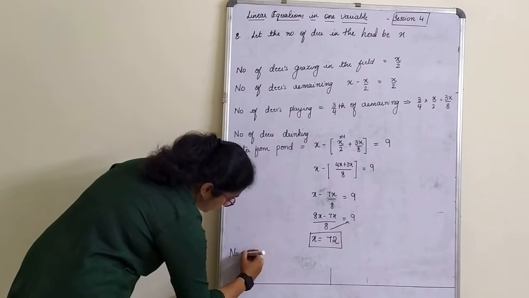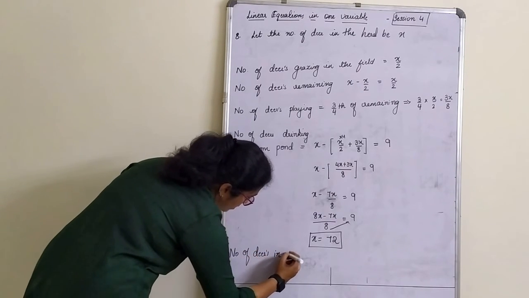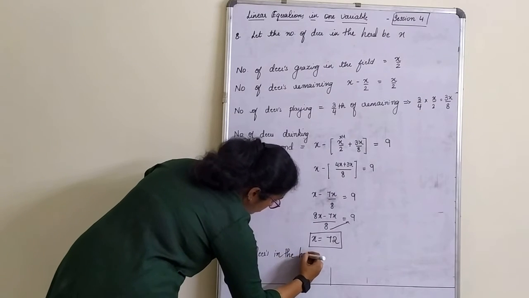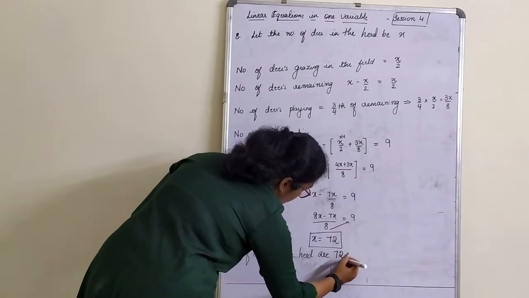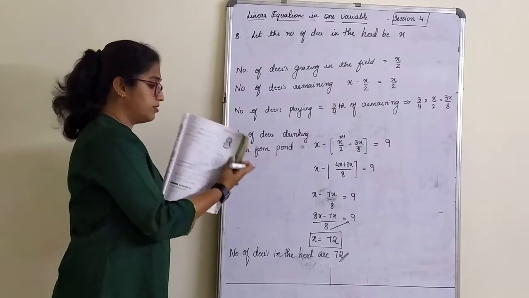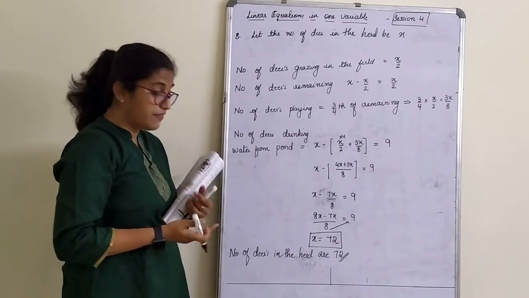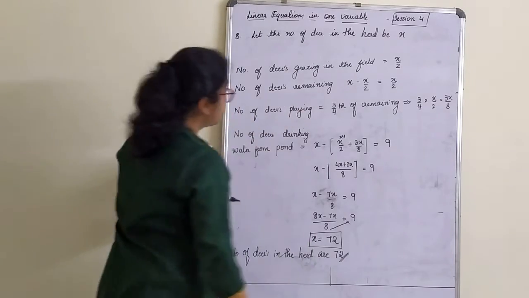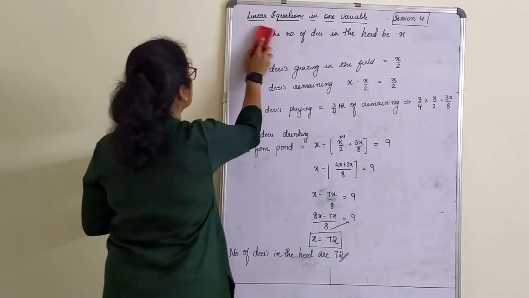Number of deers in the herd are 72. Okay? We are left out with two sums. These two sums are very simple. It's about the age problems. We have done several sums based on them. So I hope you have copied this down. So read the next one.